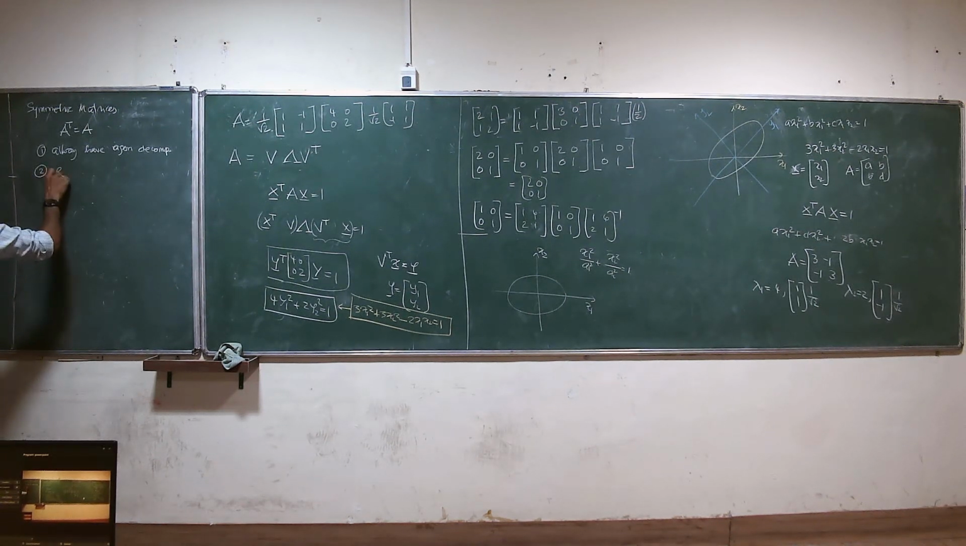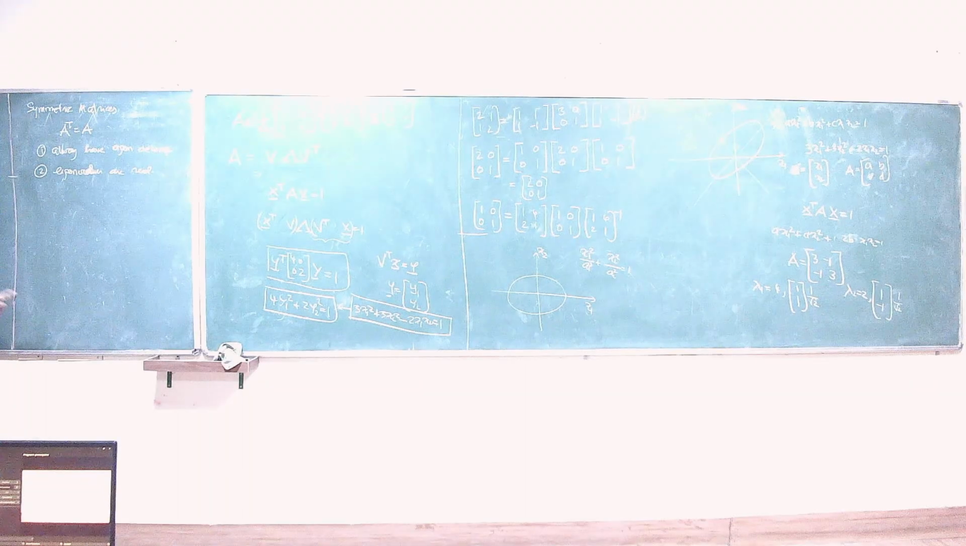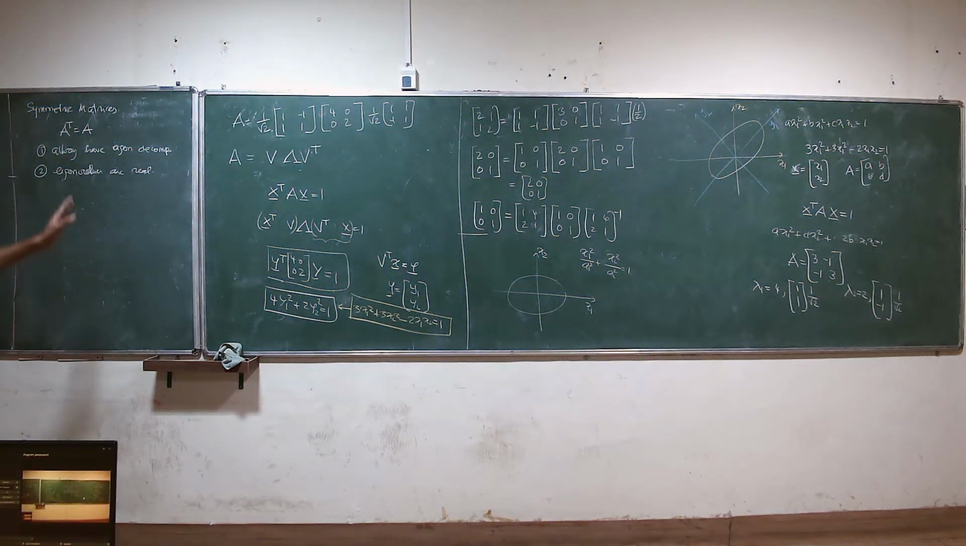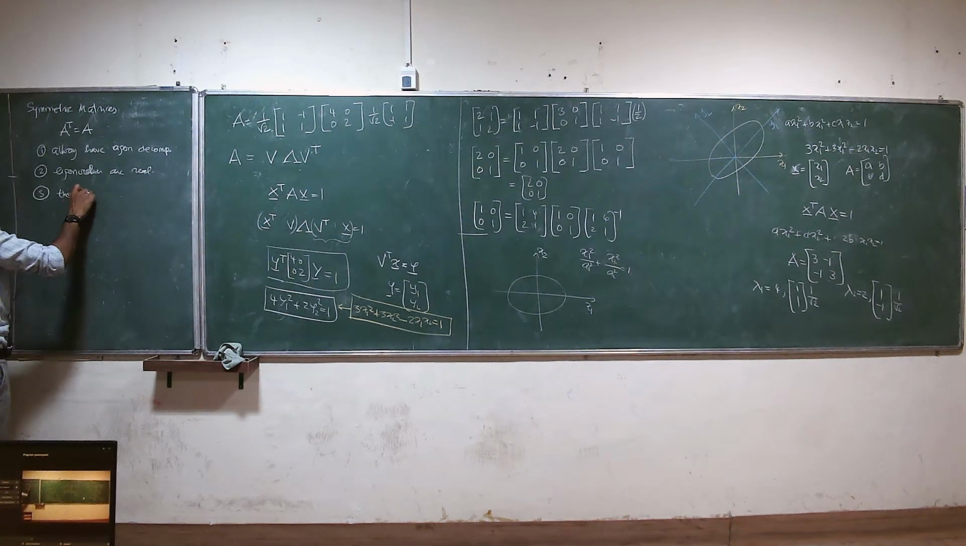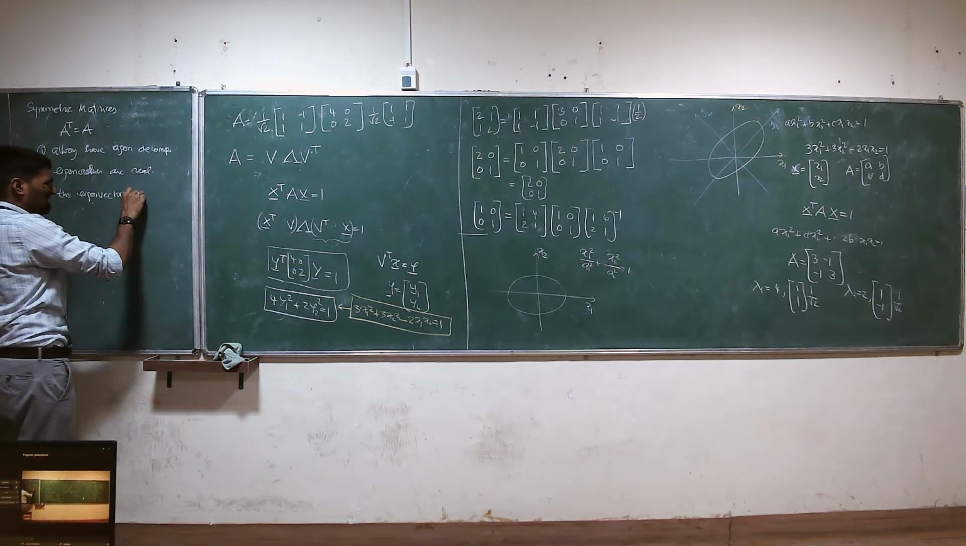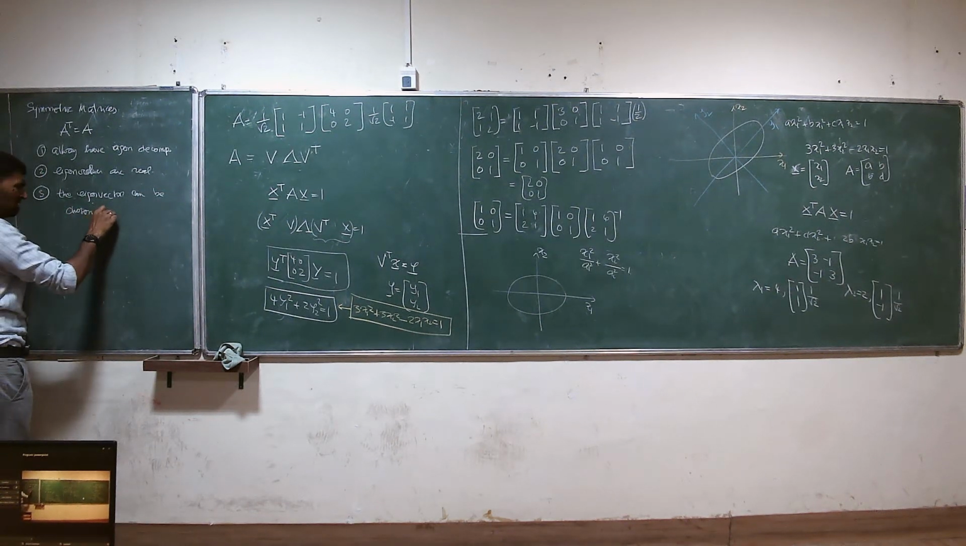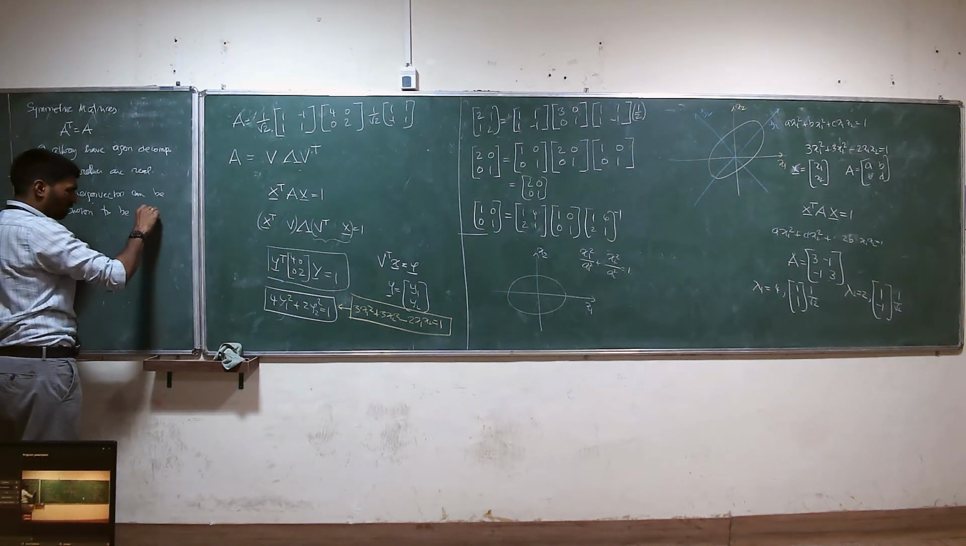Two, the eigenvalues will always be real. You can have repeated eigenvalues and all that, but the eigenvalues will always be real. And three, the eigenvectors can be chosen to be orthogonal.